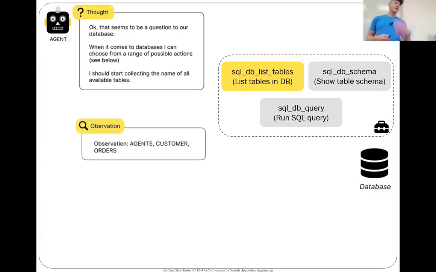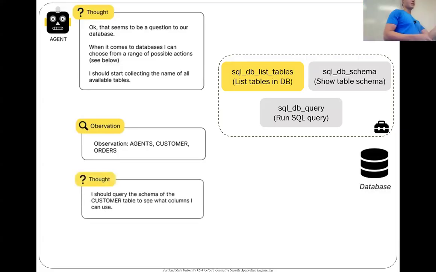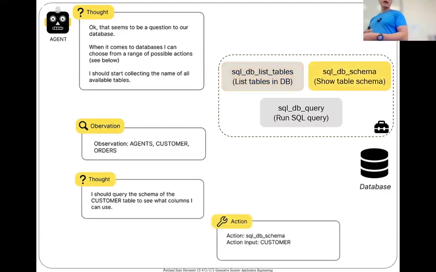And then I call that, and I get back, there's 3 tables. There's agents, customer, and orders. And it's like, cool, let me just query the customer table, but I don't know the columns in the customer table. And so then what I need to do is query the table schema for the customers table as the next step. So I invoke an action, SQL database schema, action input is the customer table.